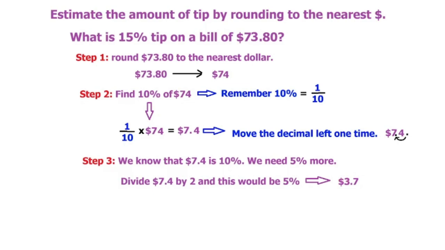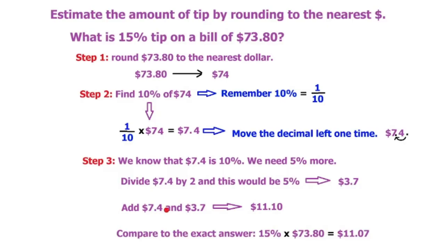So now we add $7.40 and $3.70. And you can pretty much do that in your head, right? That's $11.10. So we can compare now to the exact answer. If I put this in my calculator, 15% times 73.8 is 11.07. And look how close that is, right? You're just off by a few cents.